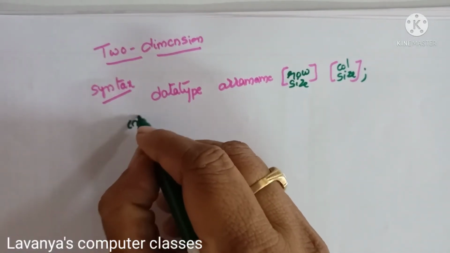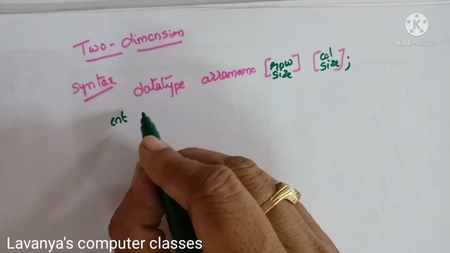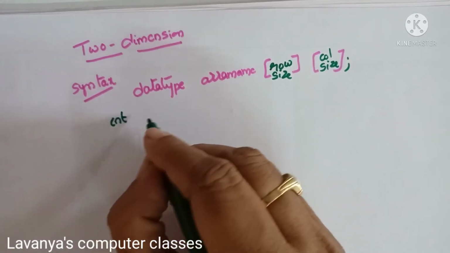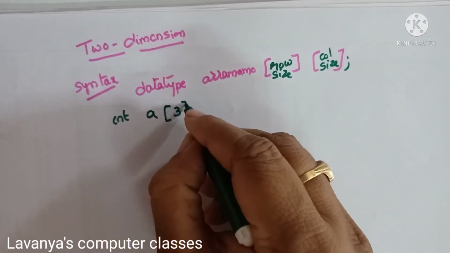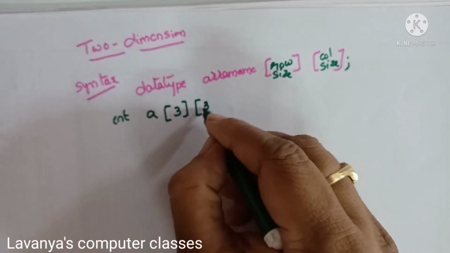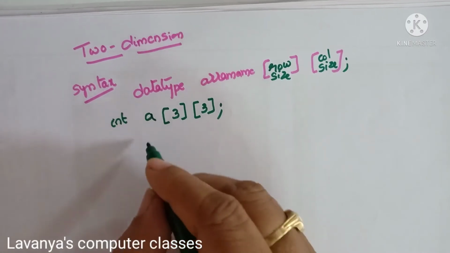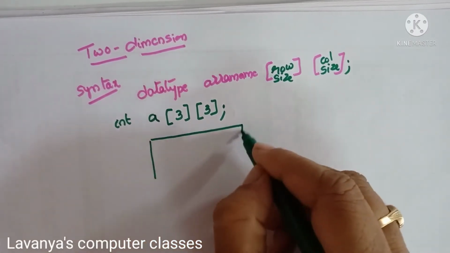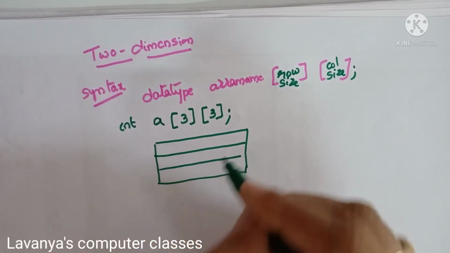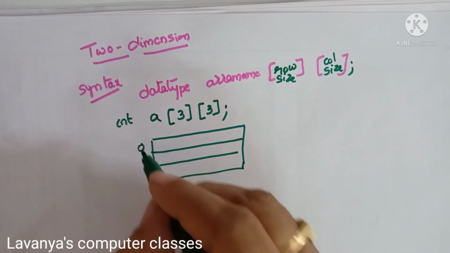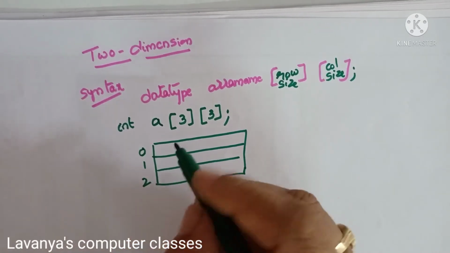For example, I want to take a 3 by 3 matrix. All belong to the integer data type. So int, array name is A. How many rows do I want? 3 rows and 3 columns. Whenever you give a 3 by 3 matrix, it immediately allocates memory locations with 3 rows and 3 columns. The rows always start with 0, 1, 2. First row, second row, third row.